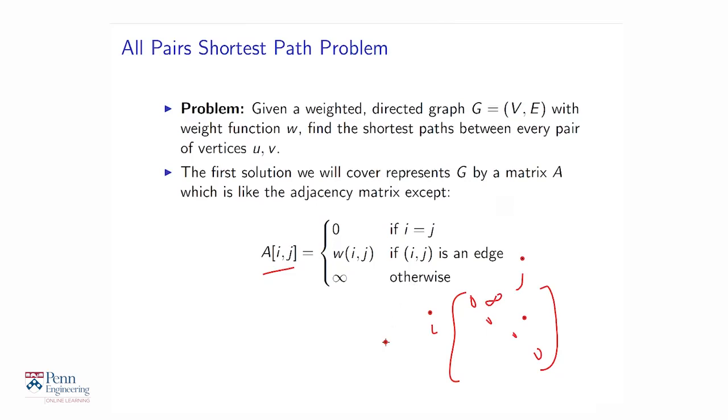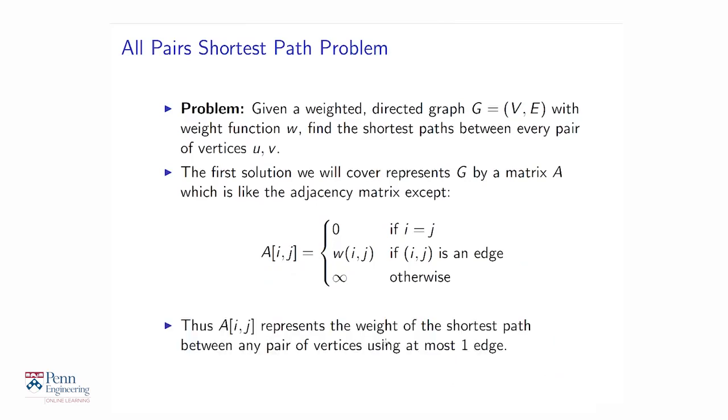So a_ij represents the weight of any path of length at most, and the at most is important, at most 1 from i to j. And I'm going to use the words weight and length here to mean different things just for this section, because length will be the number of edges on the path, but the actual thing we care about is the sum of the weights of the edges on the path. So when we talk about the weight of the path, that's what we want to minimize, but we will look at paths of different lengths in order to do that. So again, a_ij represents the weight of the shortest path between any pair of vertices using at most one edge, that is of length 1.